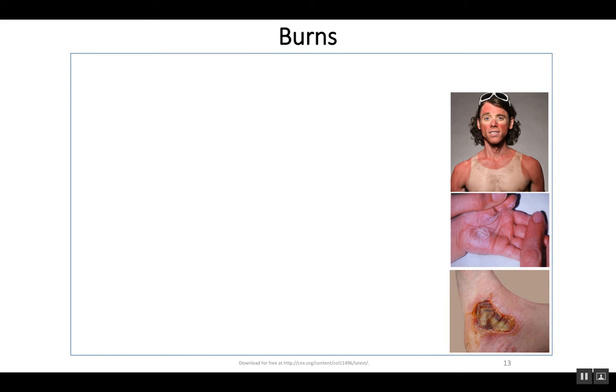Next thing I want to quickly go through are burns. There's a number of things that cause burns. Heat, radiation, electricity, even chemicals like acids and bases.